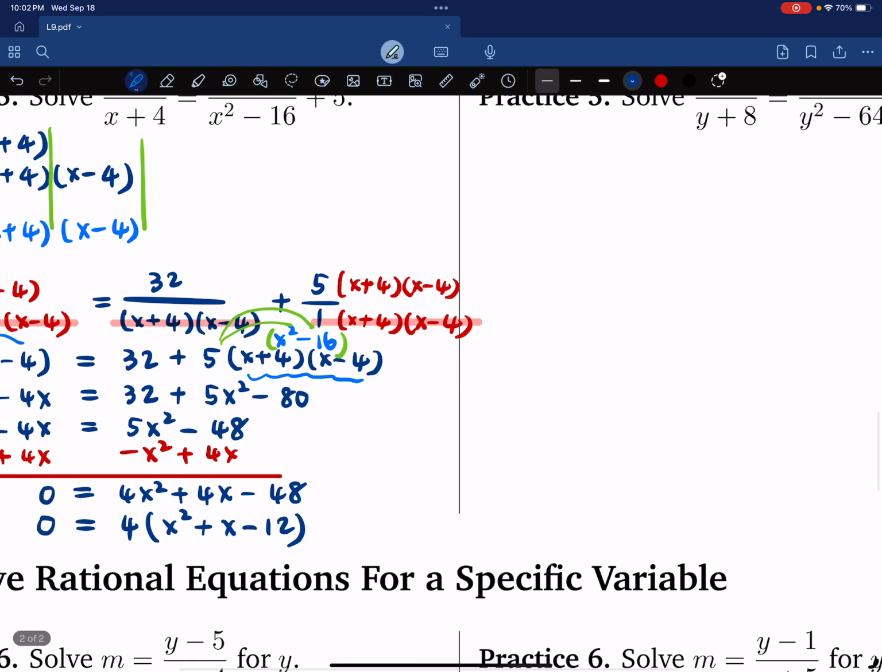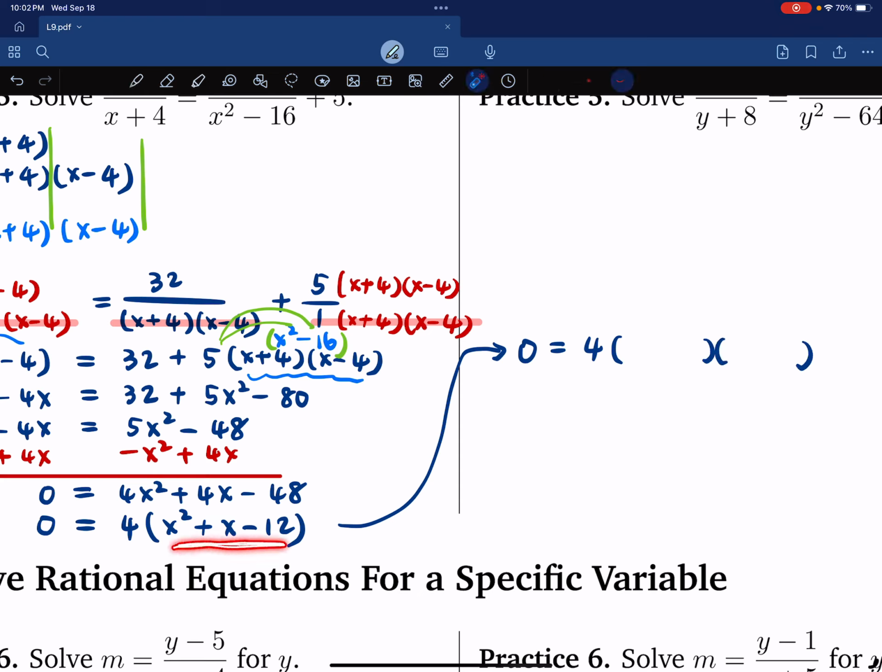And then after this, we're going to factor the quadratic part to make a zero product. So we have 0 equals 4, and then we have 2 pair of parentheses. We are factoring this part right now, x squared plus x minus 12. To get x squared, we know it's x and x. To get negative 12, I'm going to try positive 4 and negative 3. It's negative, so the two numbers that you pick should be one positive, one negative.